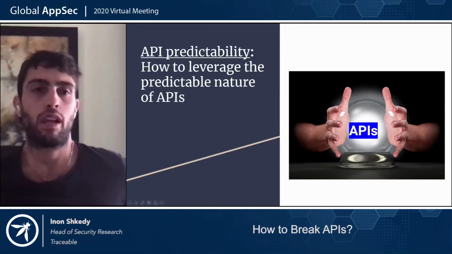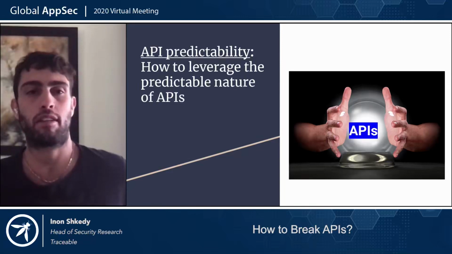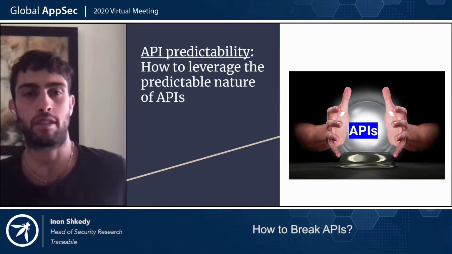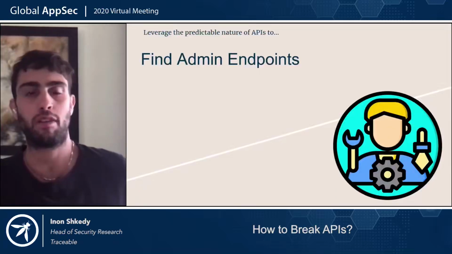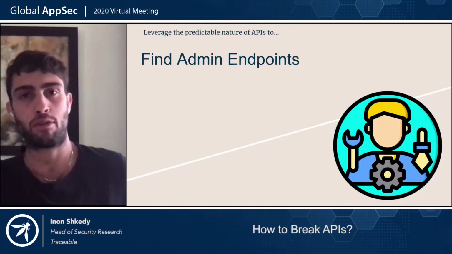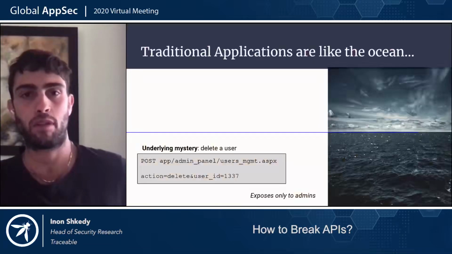So let's talk about API predictability. APIs are very predictable, and we can leverage this fact as pen testers in order to do interesting stuff. The first one: how can we leverage the predictable nature of REST APIs to find admin endpoints?